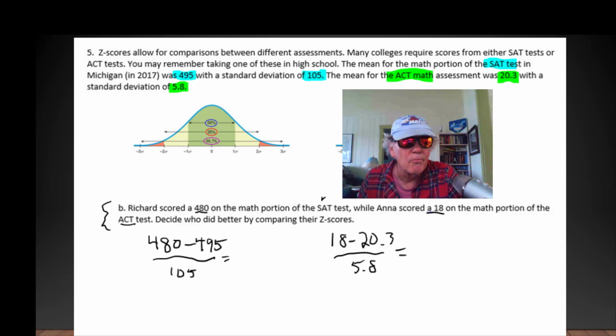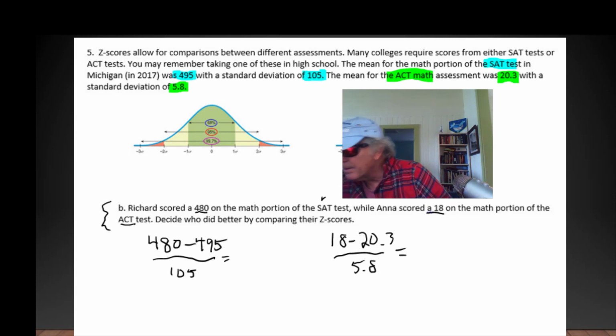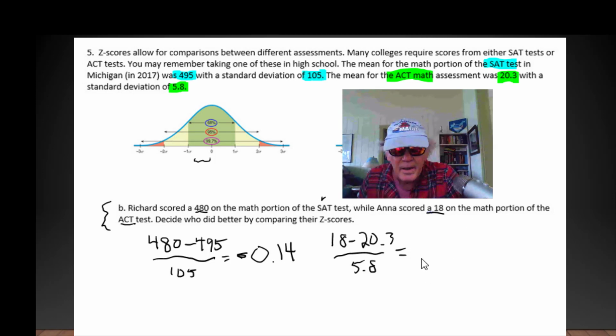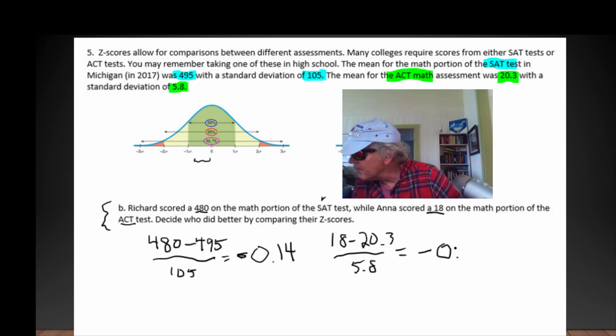And for Richard, importantly, negative. Why? Because you scored below the average. Negative 0.14 is what I'm getting. And now let's do Anna. And for Anna, I'm getting a negative 0.40.